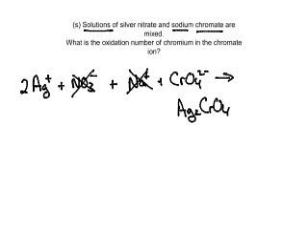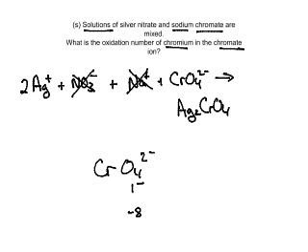What is the oxidation number of chromium in the chromate ion? Now to do that, of course, you've got CrO4 2-. O always has a negative 2 charge, so that's negative 8 because there's 4 of them, and that equals negative 2, so it's X plus negative 8 equals negative 2. X would be 6, so it is Cr, plus 6 is the oxidation number on that.